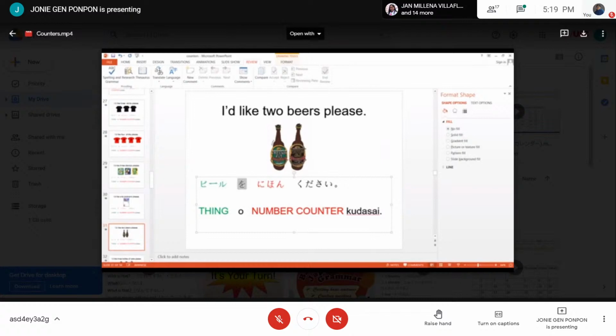Then again, the same: o particle, and then the counter, kung ilan yung gusto, and then just add the kudasai. You can have now the sentence, I'd like 2 beers, please. In Nihongo, biru o nihon kudasai. Biru o nihon kudasai. Okay? The nihon here is not the Japan, ha? Because pag naka-kanji talaga ito, iba na kasi ang kanji ng Japan, and for 2 pieces na long object.